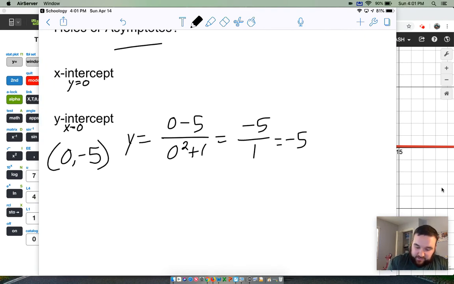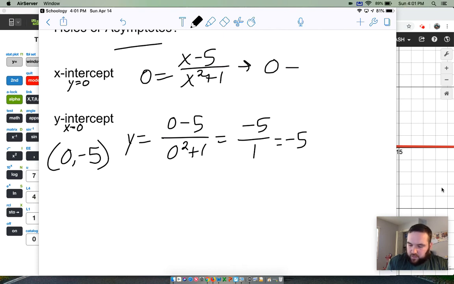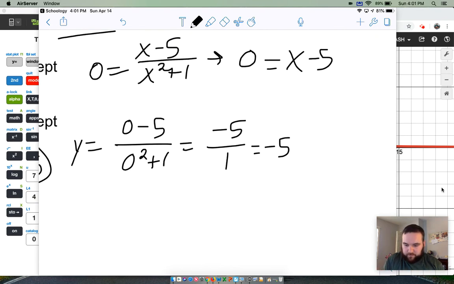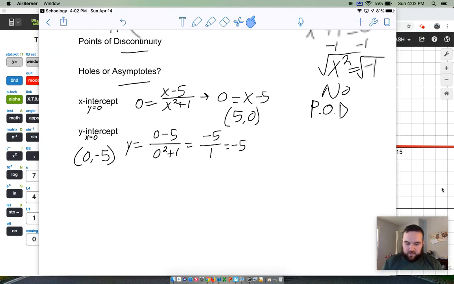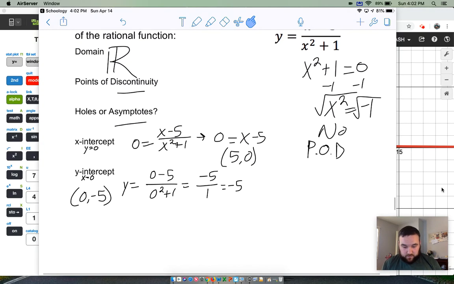So to find the x-intercepts, I'm going to say 0 equals x minus 5 over x squared plus 1. And like we saw in the last problem, this really is just asking, when does x minus 5 equal 0? For what values of x? What number can I plug in and get 0 out for y? And the answer is positive 5, because if I do 5 minus 5, I'll get 0. So then our coordinate here is (5, 0). That is our x-intercept.